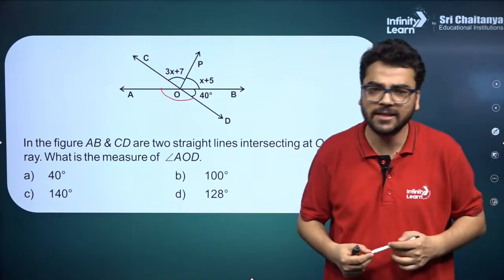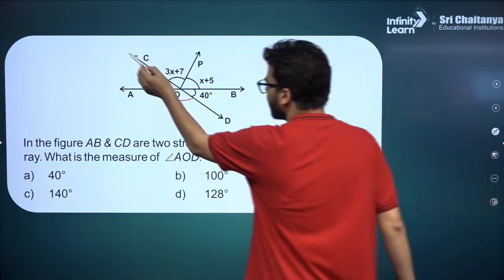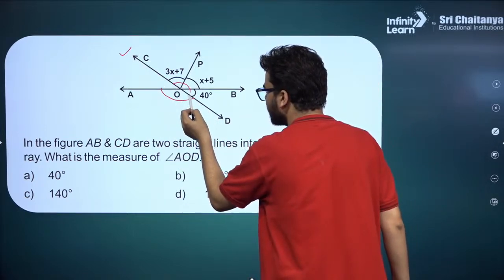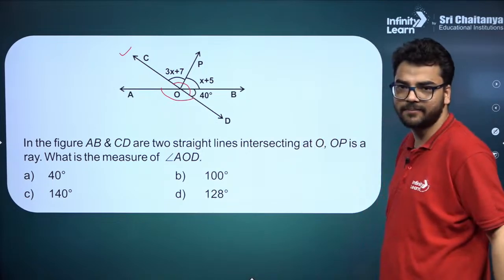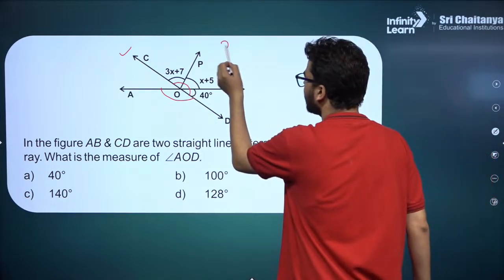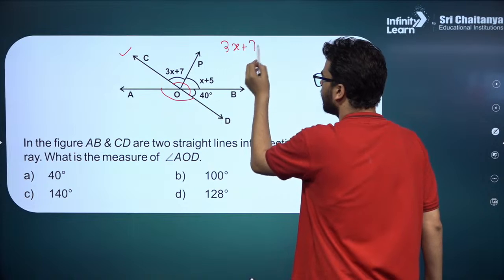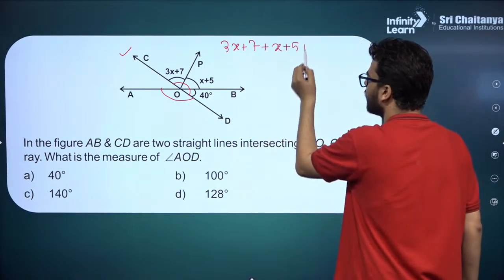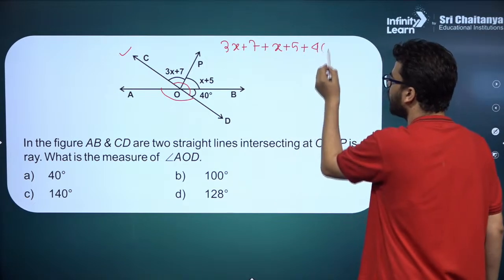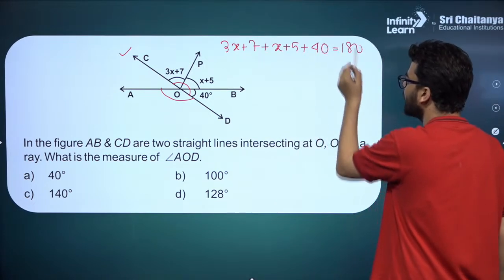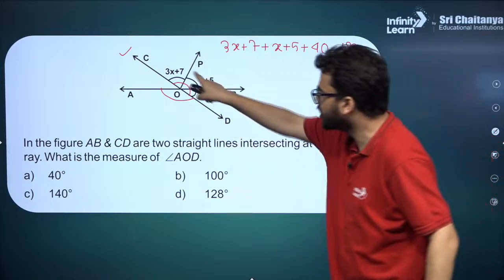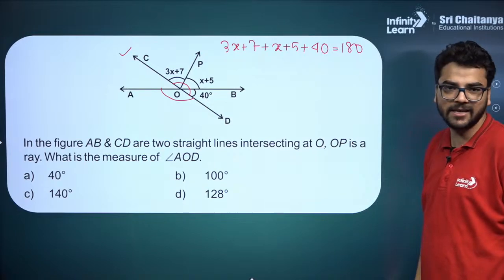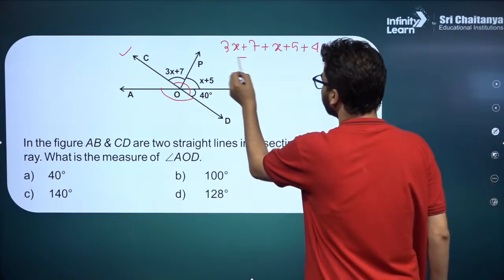Okay, so it is given in this question that CD is a straight line. So can I say some of these angles will be 180 degrees? Can I not say that 3x plus 7 plus x plus 5 plus 40 is equal to 180 degrees? If I just add up these three angles, 3x plus 7, x plus 5 and 40, we are going to get 180 degrees. So solve this equation, guys.